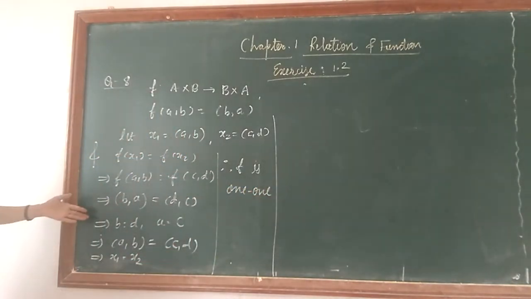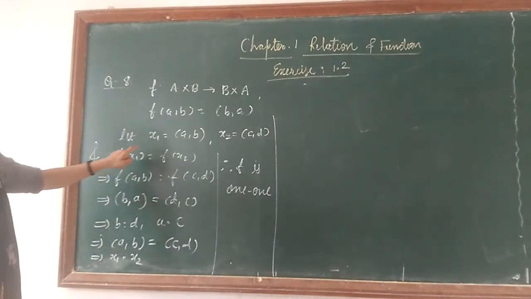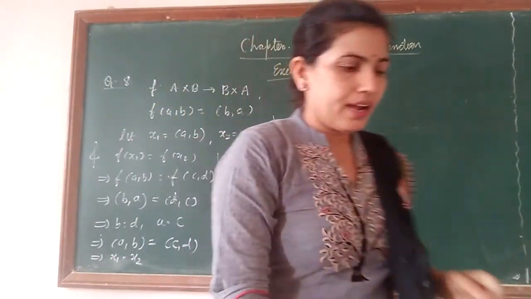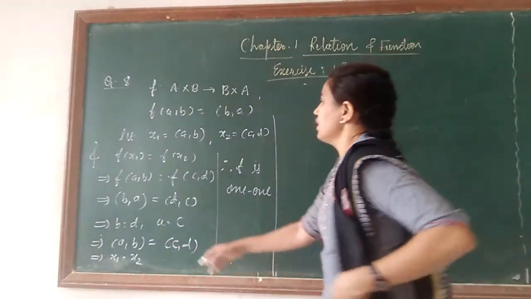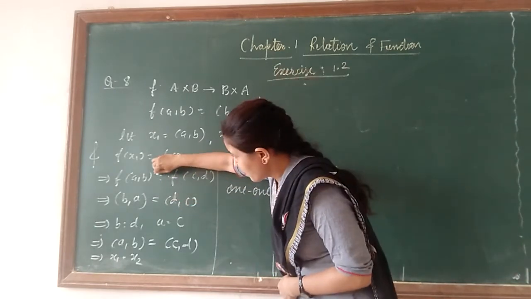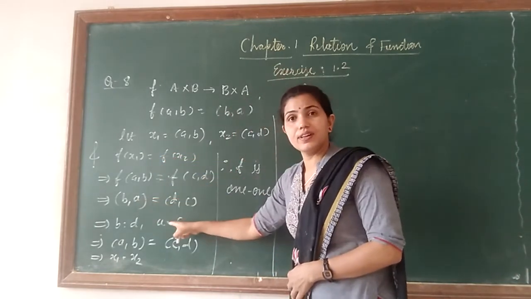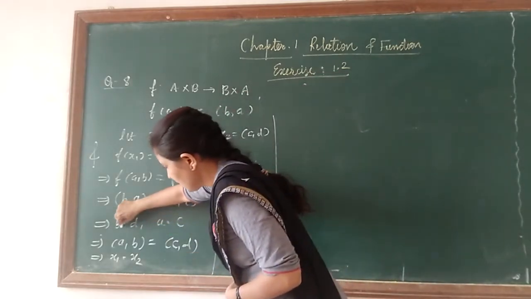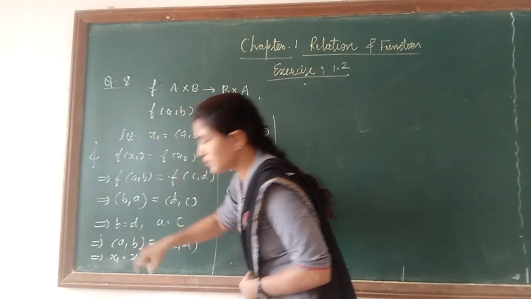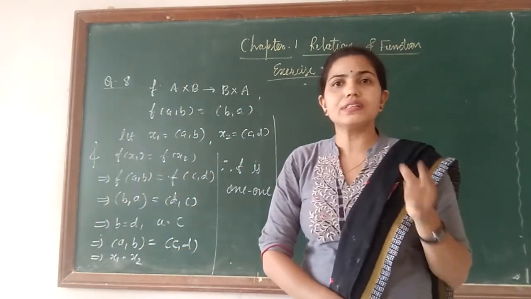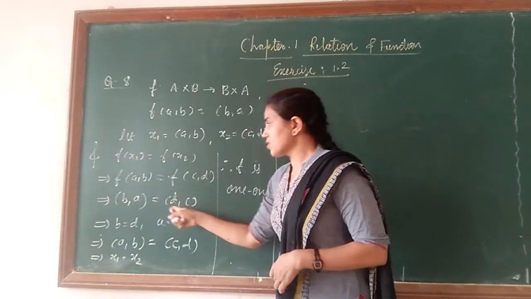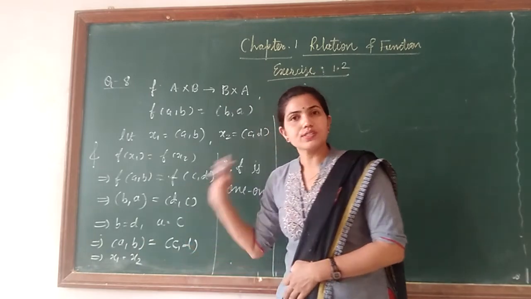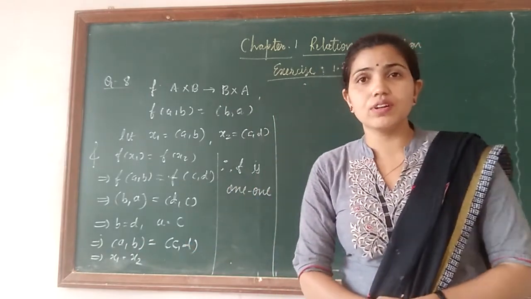Okay students, it is clear to you how F is 1-1, because we are taking x1 equal to (A, B), x2 equal to (C, D), and we are getting f of (A, B) equal to f of (C, D). That means (B, A) is equal to (B, C). Just reverse the pair. And what is the meaning? When two Cartesian pairs are equal, that means their first element and second element are equal. That means B is equal to D and A is equal to C. So therefore we are getting (A, B) equal to (C, D), and that means x1 is equal to x2.